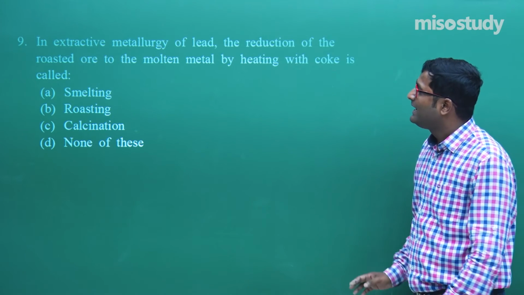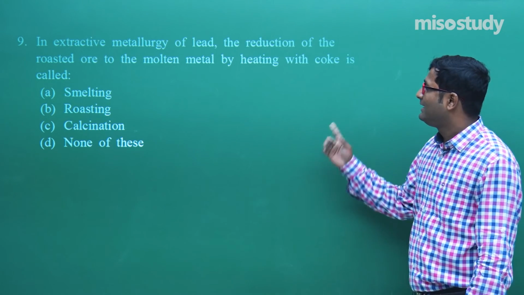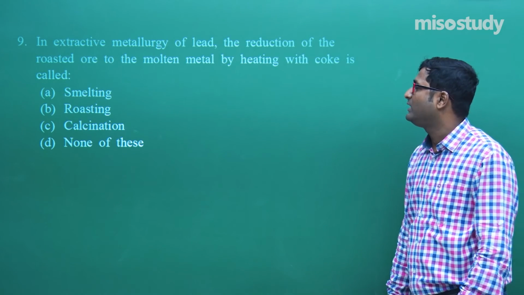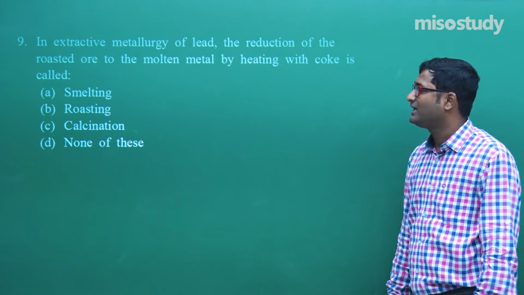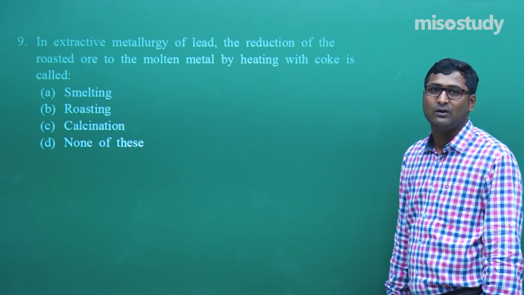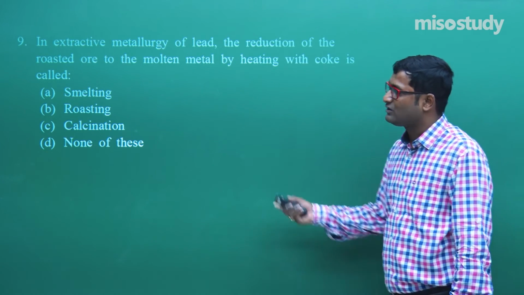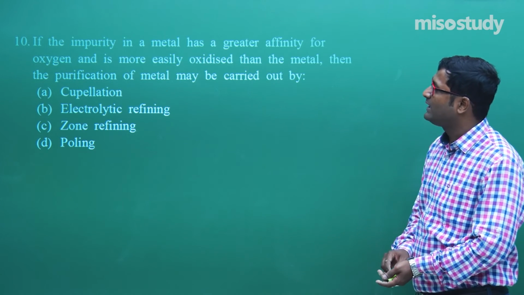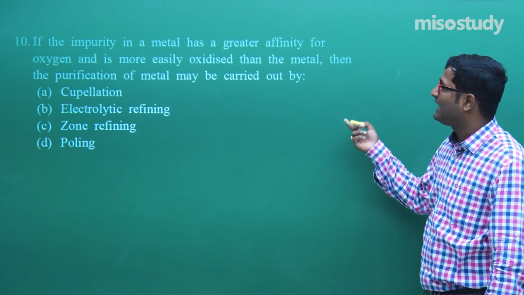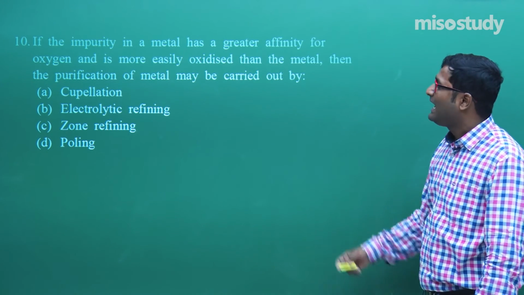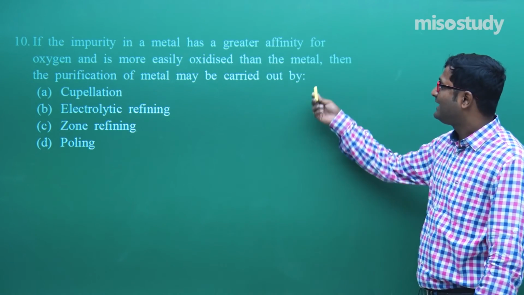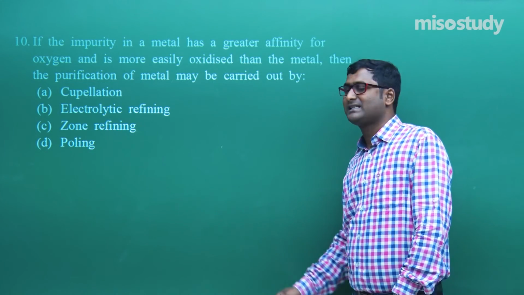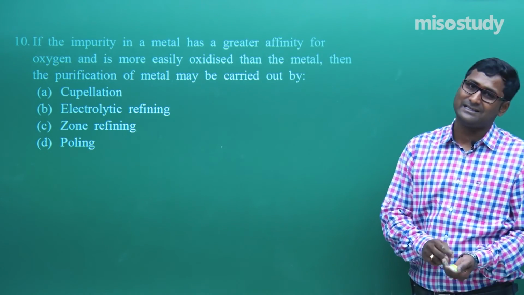Now for question number 9, in the extractive metallurgy of lead, the reduction of the roasted ore to the molten metal by heating with coke, that is a simple explanation, this is known as smelting. So for question number 9, A is the correct option. Now let's move to the next one. If the impurity in a metal has great affinity for oxygen and is more easily oxidized than the metal, then the purification of the metal may be carried out by the process of cupellation. So for question number 10, A is the correct option.